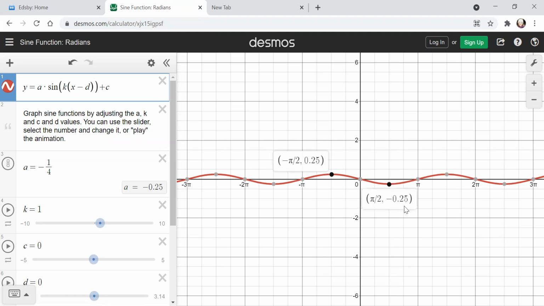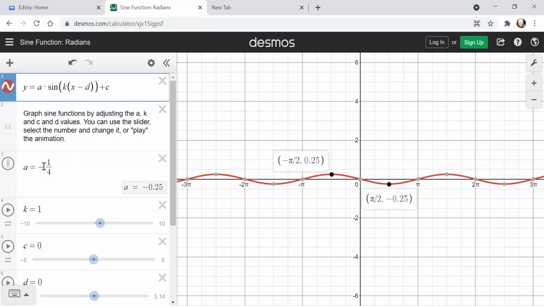And what's the lowest that it goes? -0.25. Good. So I've just changed the amplitude. I've smashed it. I've shrunk it. It's like it's compressed. It was going from 1 to -1. Now it's only going up to 1/4 down to -1/4. So it's smashed.